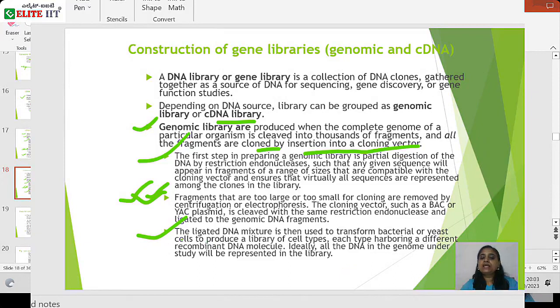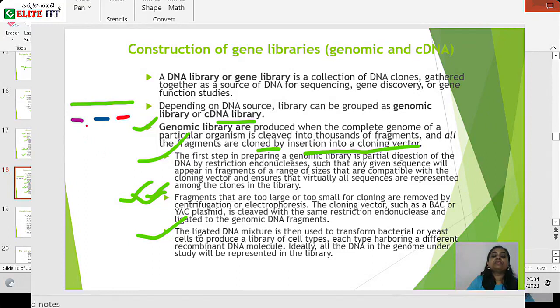See, again I'm reading this line. The ligated DNA mixture is then used to transform bacterial or yeast cells to produce a library of cell types, each type harboring a different recombinant DNA molecule, right? Because in the first slide I have given, this is the one genome. You are making different fragments, right? If you consider this is one fragment, and another color for another fragment. Suppose three, but more than 1,000 or 3,000 you can make.